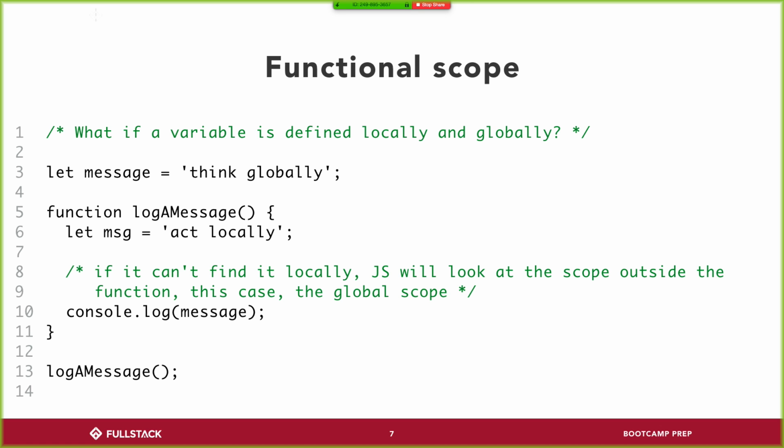Yep, think globally. Because you gave it a message to look for, and it can't find it locally because it can find MSG, but it can't find MESSAGE. So it looks further out. It's lazy, but it's not a quitter. So it won't quit until it gets to the global scope, and then it has to quit because there's nowhere else to look. But in this case, it should be think globally.